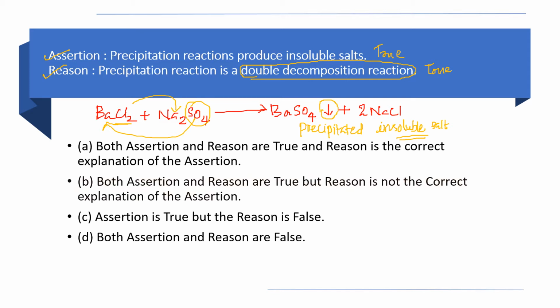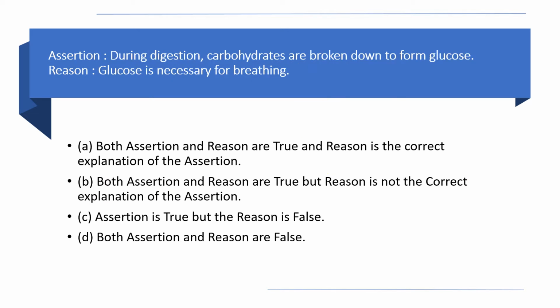So here the option is both assertion and reason are true. Precipitation reactions produce insoluble salt, and all the precipitation reactions are double decomposition reactions. But the reason is not the correct explanation of the assertion. So the answer is option B: both assertion and reason are true, but reason is not the correct explanation of the assertion. Clear? Moving to the next question.